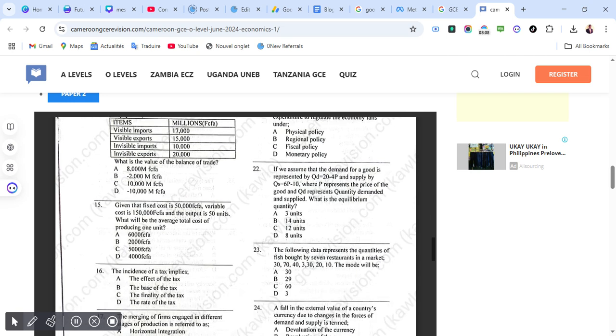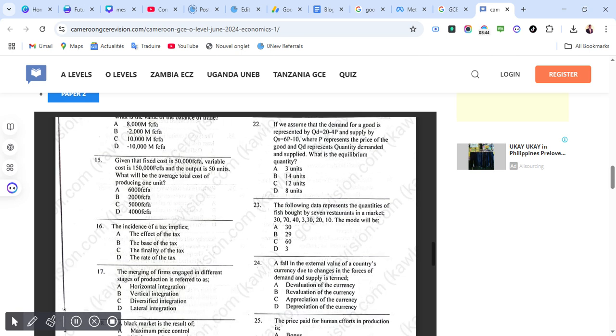If we assume that the demand for a good is represented by QD equals 20 minus 4P, so quantity demanded equals 20 minus 4 price, and supply by quantity supplied equals 6P minus 10, where P represents the price of the good, and quantity represents quantity demanded and supplied. What is the equilibrium quantity? The answer for 22 is D, which is 8 units.